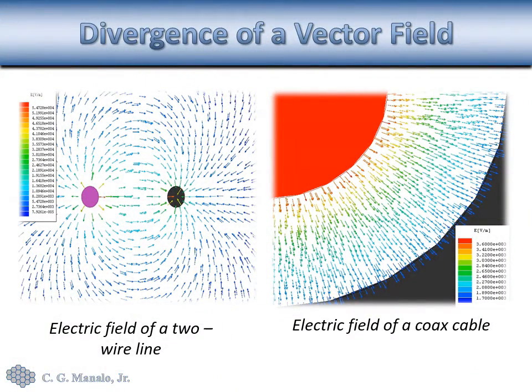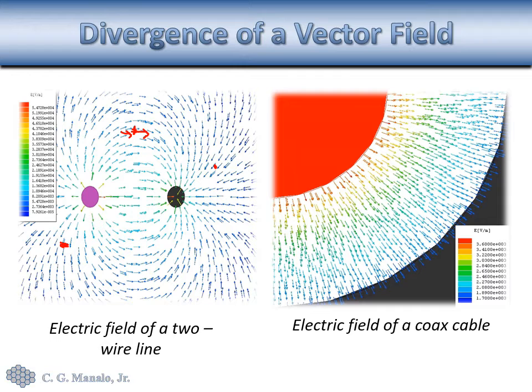Here we have the fields produced by 2-point charges. Here we can say that the field is diverging. Here where the fields are in parallel, we can say that it is zero, because equal amounts are entering, the amount of field coming from the left is the same as the field going out on the right side. Here we can say that the field is converging, and therefore it has a negative divergence.